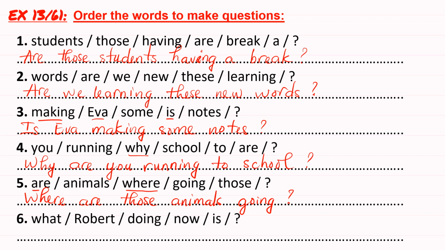Number 6. Question word is what, so it goes first. What? And then to be is. What is Robert? Verb ing doing now. What is Robert doing now? Okay, this is our exercise 13.